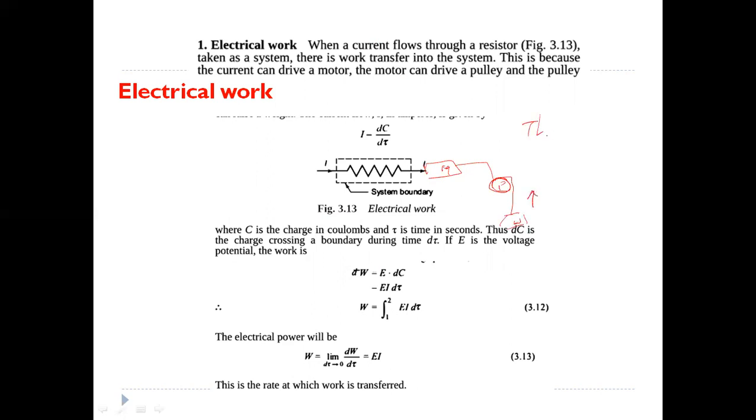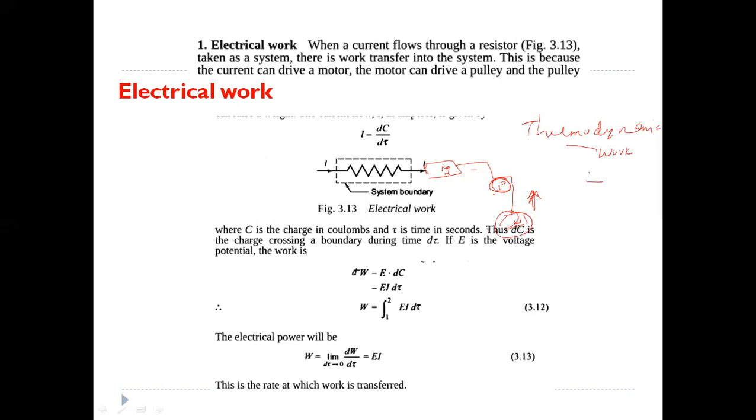So the definition of thermodynamic work is: work is said to be done by the system if the net effect on the system is the raising of a weight. If the weight is raised, then we say that work is done. Here, if we pass a current through this resistor, the current can drive the motor, the motor can drive the pulley, and the pulley can rotate to raise the weight. That means the net effect of the system can raise the weight. Okay, so then we say that there is some thermodynamic work.